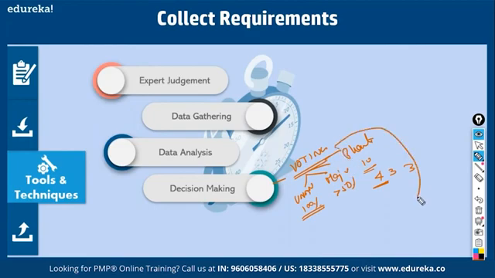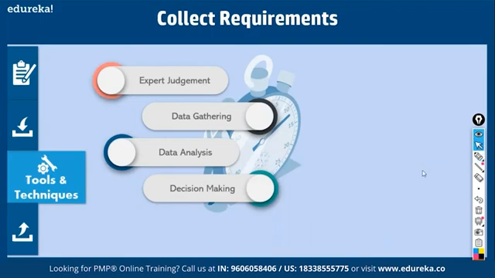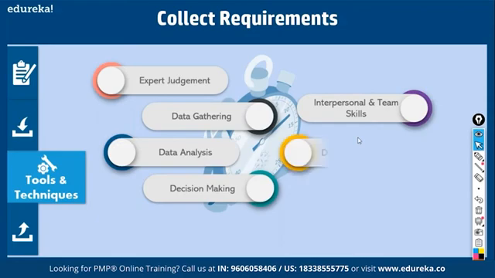But at times the stakeholders may nominate somebody else to take a decision. That is called autocratic decision making, or delegated decision making. These are all the ways in which a decision could be taken. Then you also require soft skills to conduct facilitated sessions and get information from stakeholders, right?